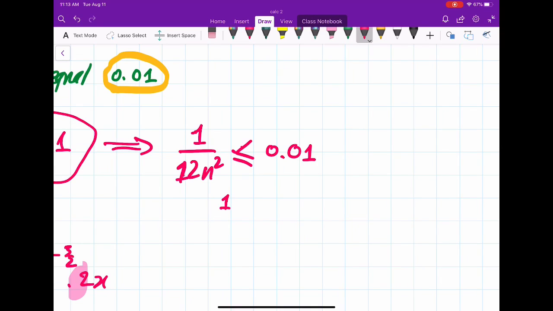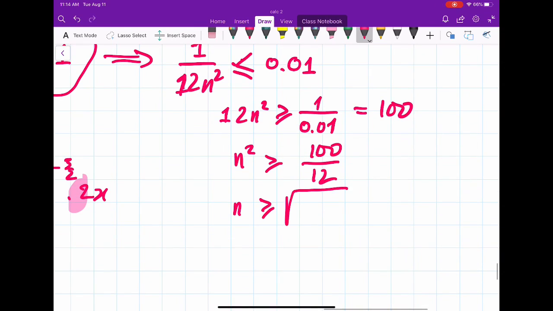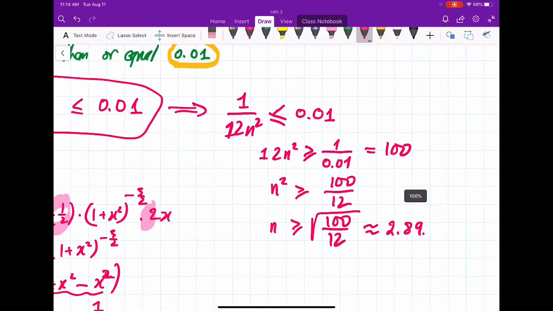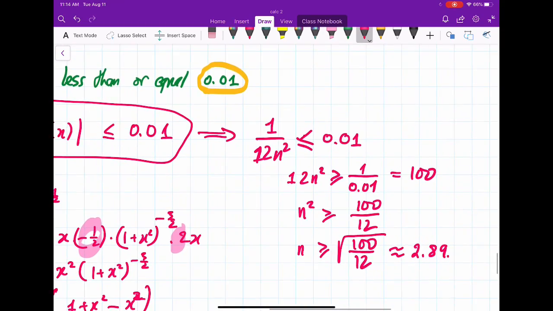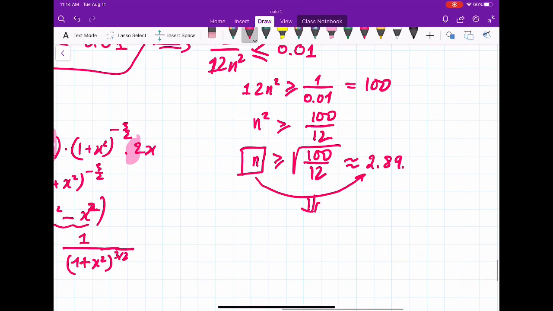So from here I get 12 n squared greater than or equal to 1 divided by 0.01, which is 100, and n squared greater than or equal to 100 divided by 12, or n greater than or equal to the square root of 100 divided by 12, which is approximately equal to 2.89. So that means, in order to guarantee the error is less than or equal to 0.01, you just need to choose some n which is greater than or equal to 2.89. That means you only need to choose n equal to 3. That is enough. You don't need to choose n equal to 4 because when you increase n, you increase your computation. Does that make sense? So you just need to choose n equal to 3.